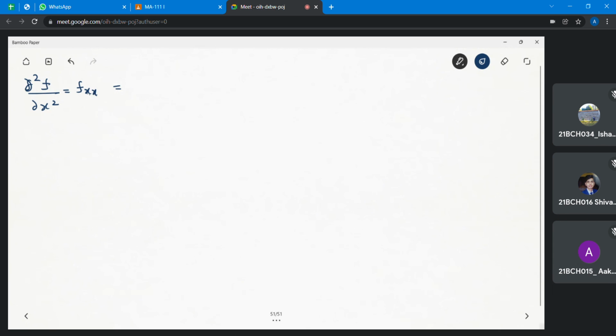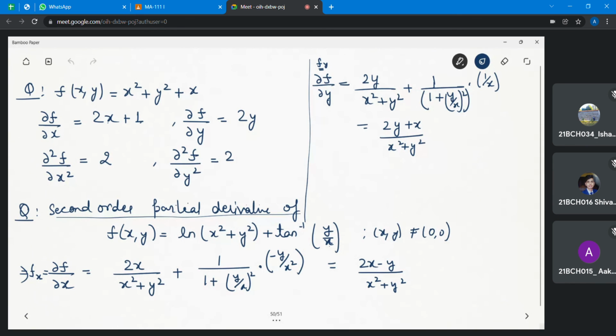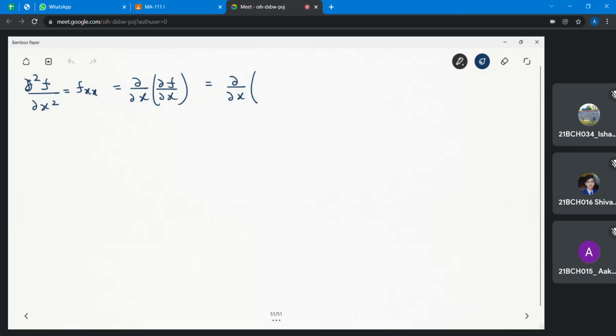Now del 2f over del x square means we are taking the partial derivative of this function again with respect to x. So that means del over del x of the partial derivative of f with respect to x, which we have simplified to 2x minus y upon x square plus y square.